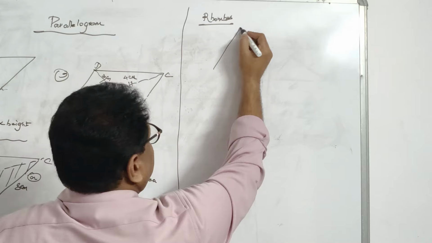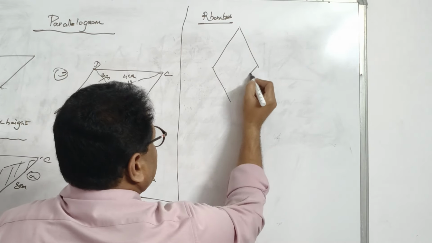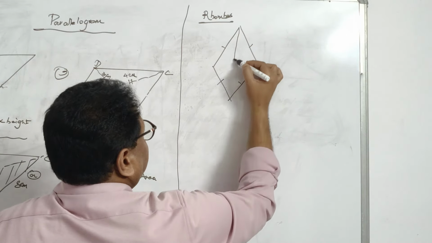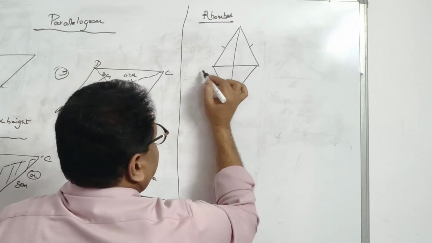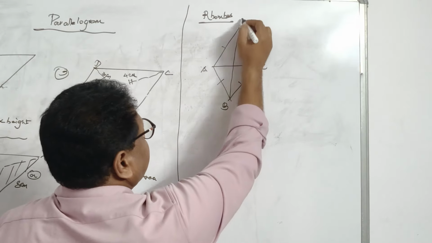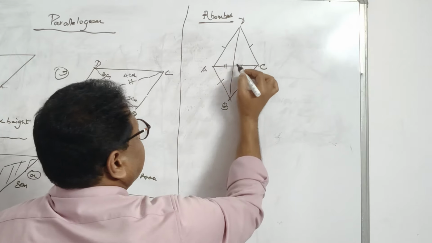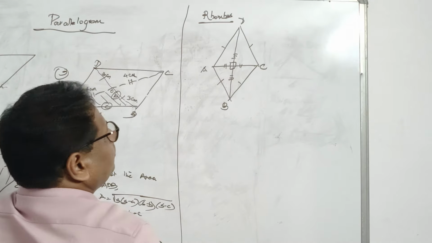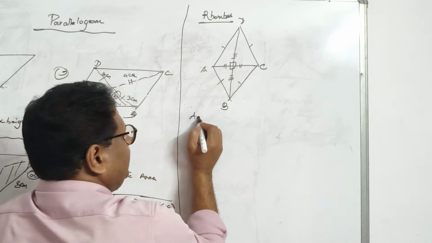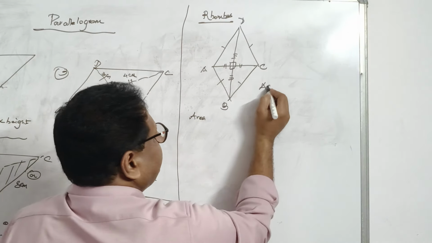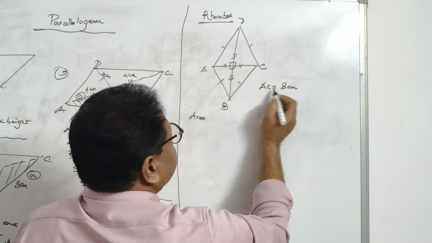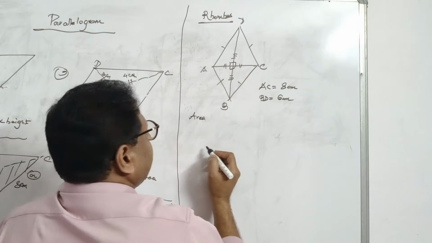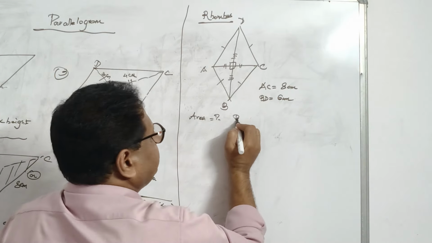A rhombus is just like a square in which all sides are equal, but the diagonals are not equal. This diagonal is not equal to this diagonal. So if you consider ABCD as a rhombus, the diagonals are no doubt bisecting each other. They are 90 degrees to each other. Suppose you are given 2 diagonals, let us consider AC 8 centimeter and BD 6 centimeter, and you need to find area and perimeter.